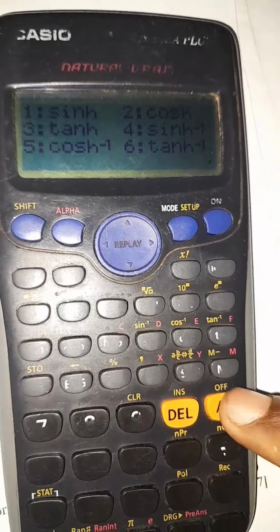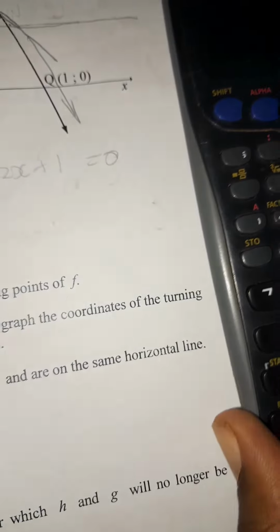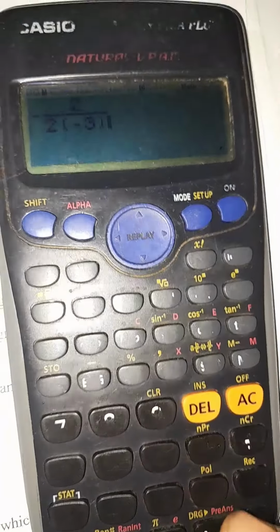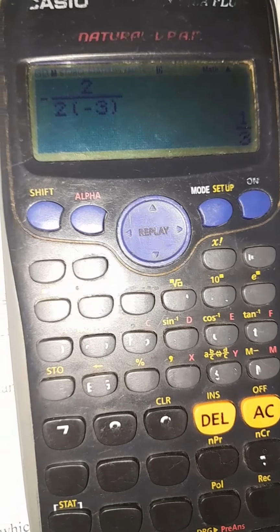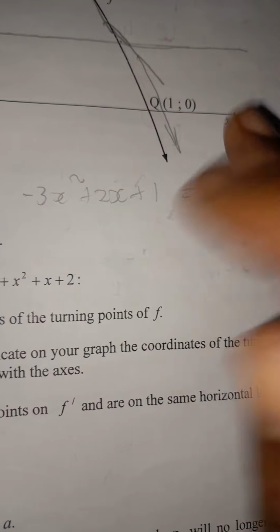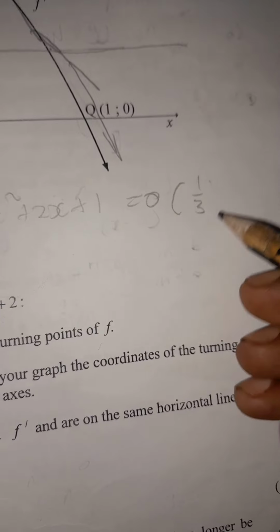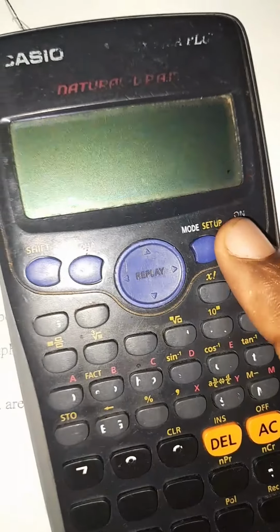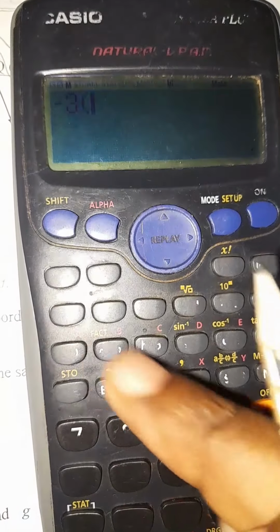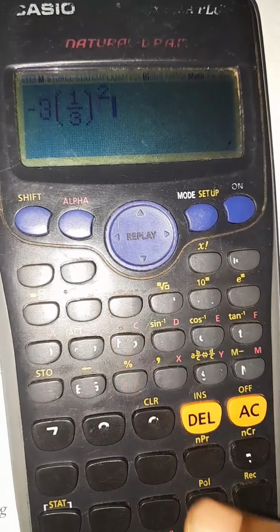Okay, let me just refresh. Our a was minus 3. Okay, meaning that our turning point should be 1/3. The x value should be 1/3. So to get the y value, you substitute to the original graph. Okay, we're going to substitute to that graph. So what are we going to get there?